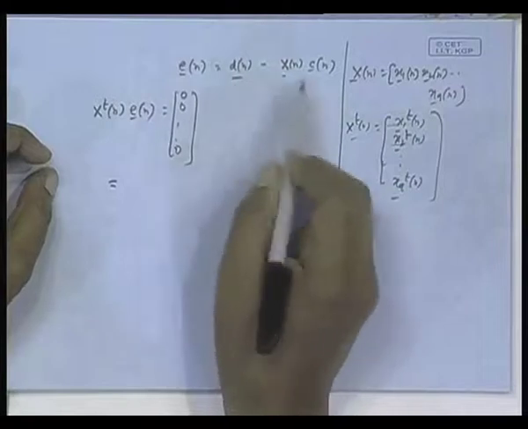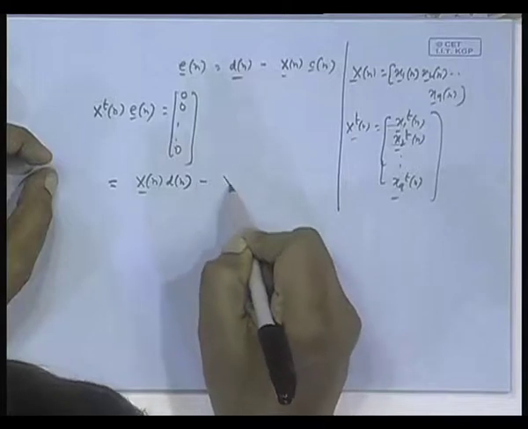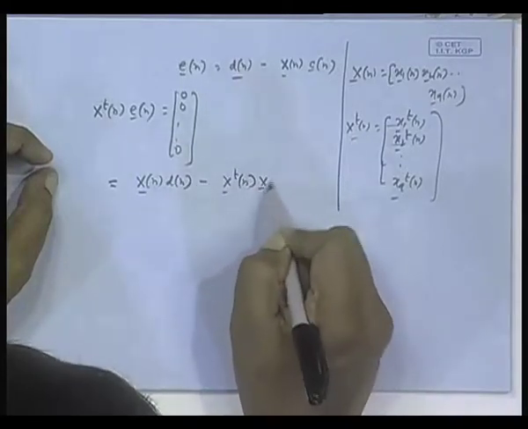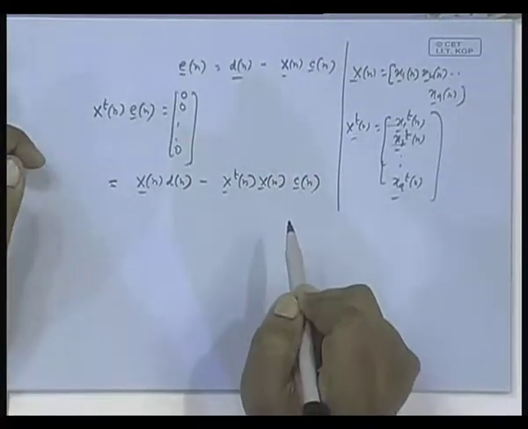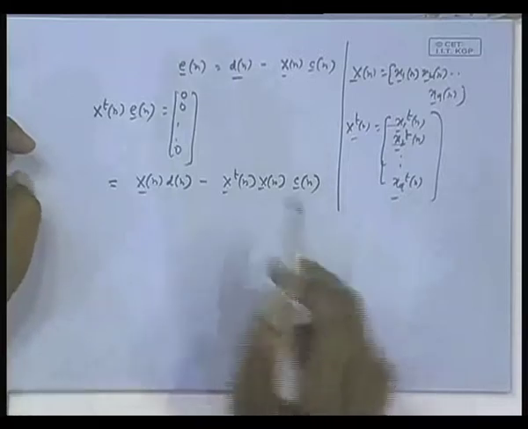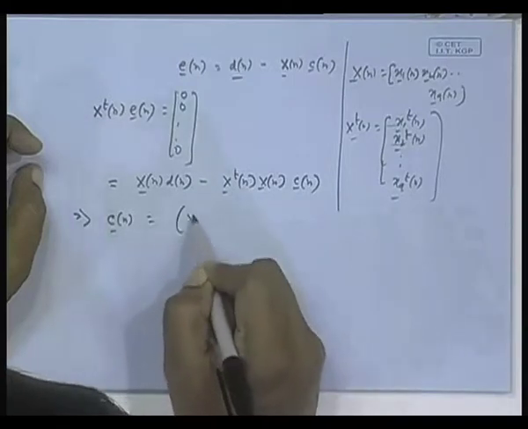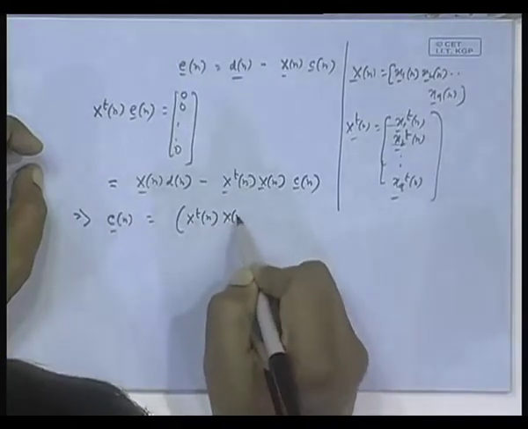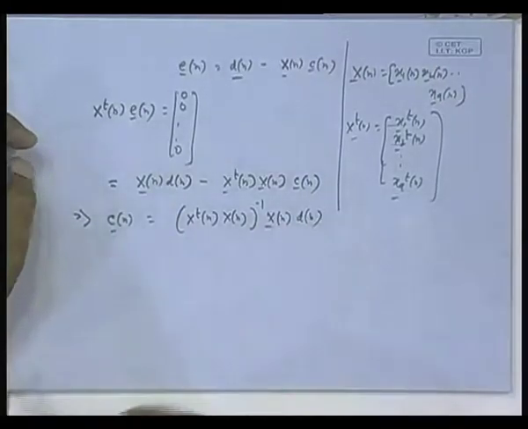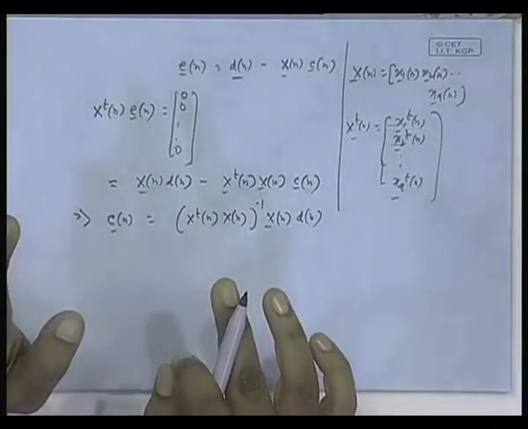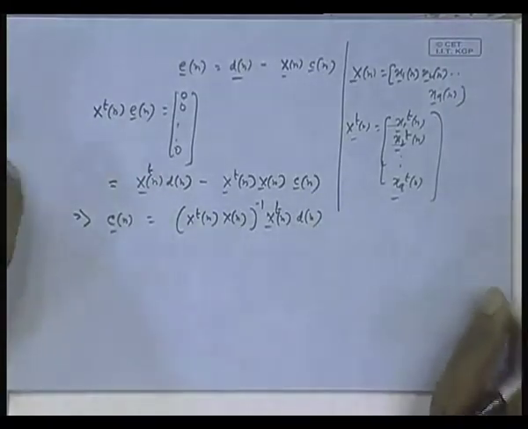But En you substitute by this, Xn Dn minus, that means what is Cn? Provided the inverse exists. This is fast action. Okay, provided this inverse exists.